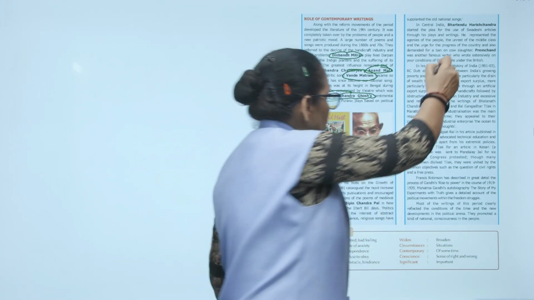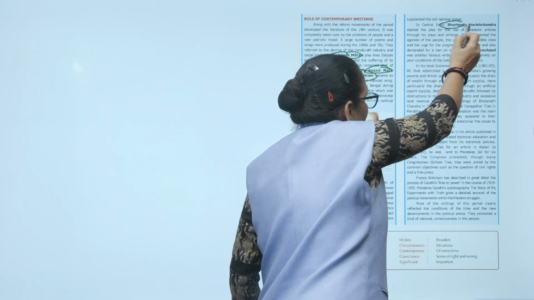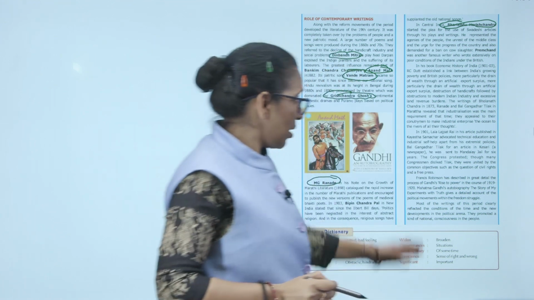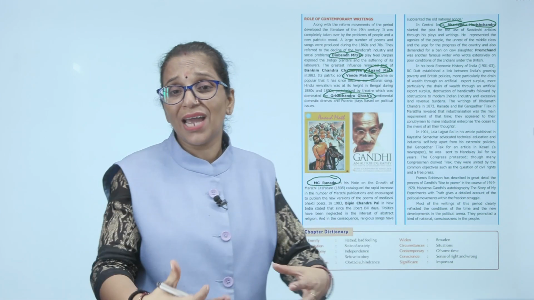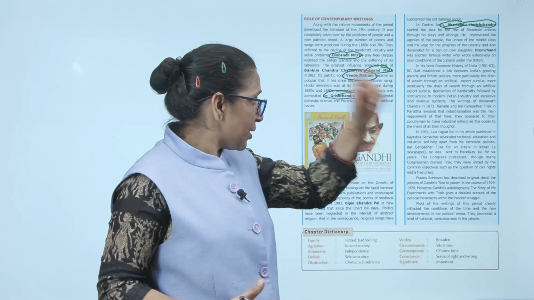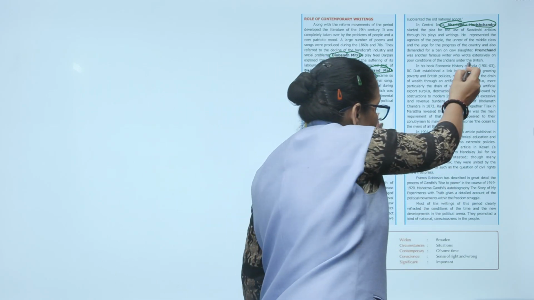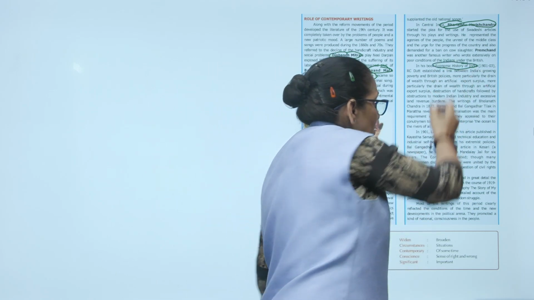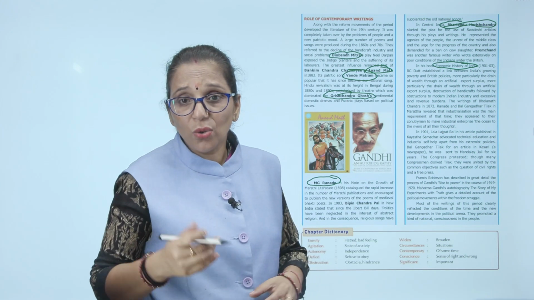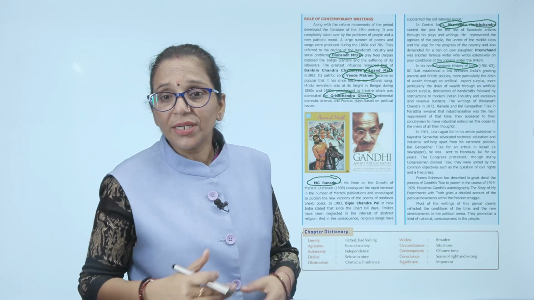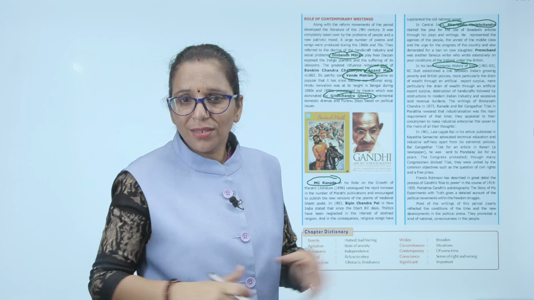Then in central India, you can see Bharatendu Harishchandra. He started the plea to use Swadeshi articles. After that, Premchand gave a clear view of the poor society, the poor condition of rural people of India under British rule. Then in his Economic History of India, R.C. Dutt established a link between India's growing poverty and British policies, more particularly the drain of wealth and artificial export of surplus, etc.